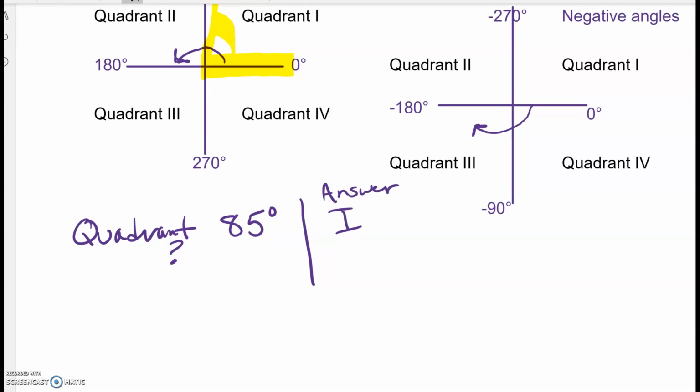What if we asked which quadrant 310 degrees is in? In that case, the answer would be 310 degrees would go all the way around, almost. It wouldn't touch, but it would be past 270, but less than 360, so it would be in quadrant 4.